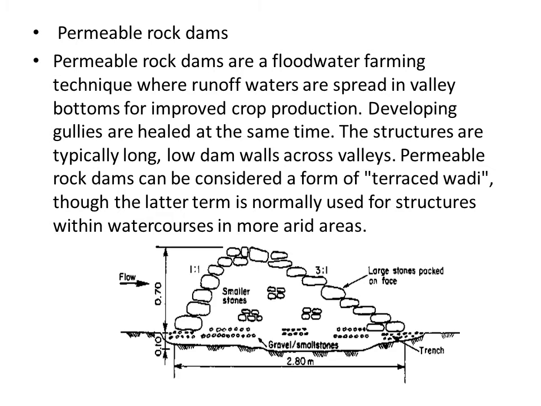So the height of the structure is about 0.7 meter and the base width is about 2.8 meter, and the stones are laid with 1:1 slope on the upstream side and 3:1 on the downstream side, and the larger stones are packed on the face while the smaller stones are within the body.